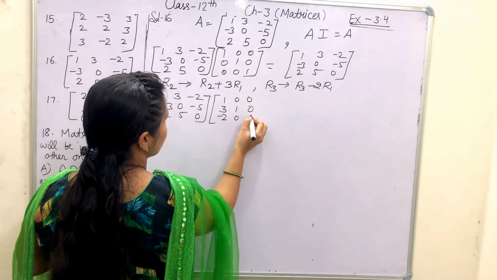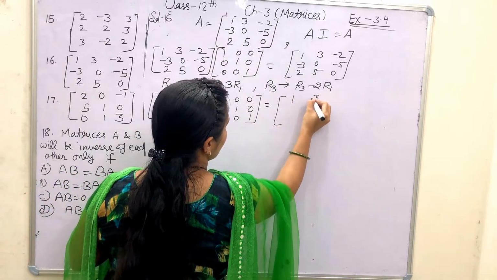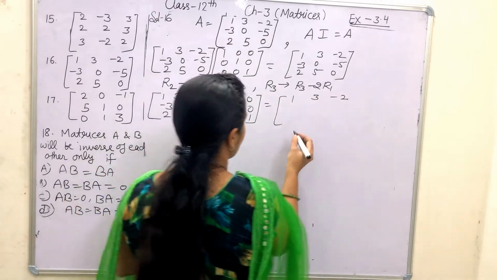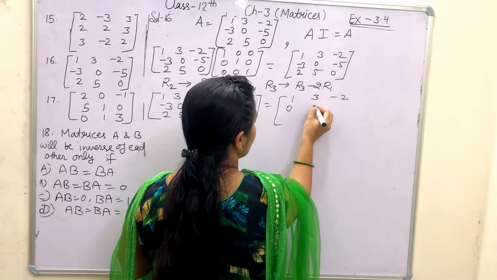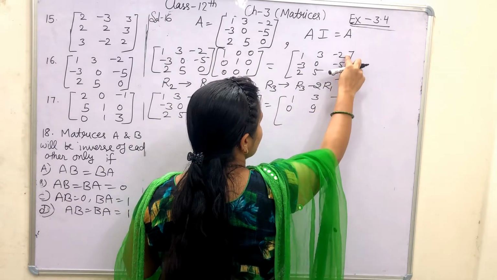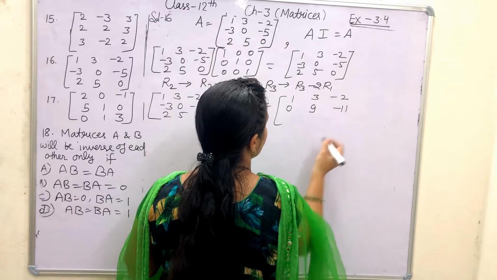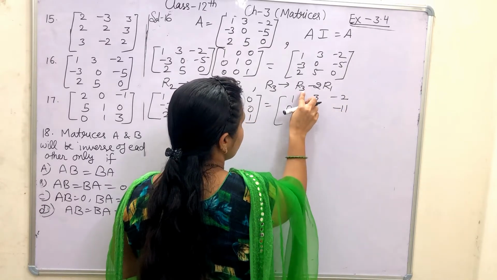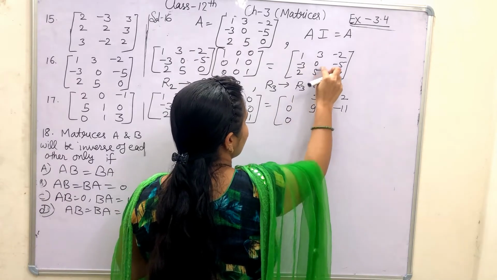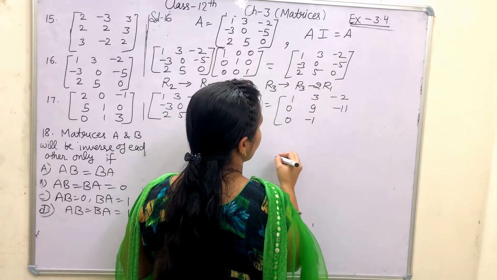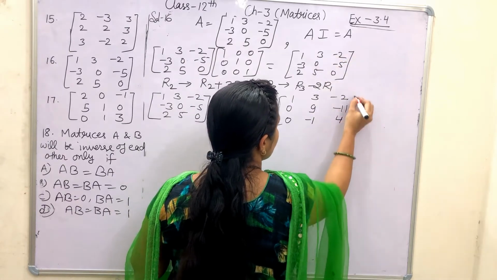Minus 2, 0, 1. Here is 1, 3, minus 2. We add by multiplying by 3. It becomes 0. 9 minus 6 and minus 5, that is minus 11. Now R3 minus 2R1: 2 minus 2, 0. 5 minus 6, minus 1, 0, minus minus plus, then here is 4.